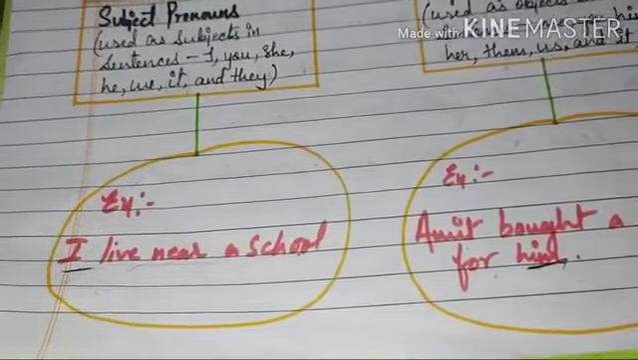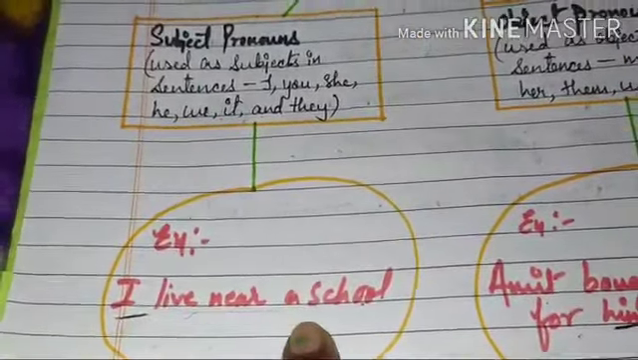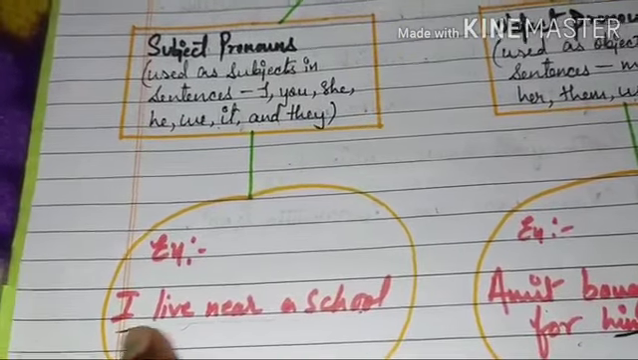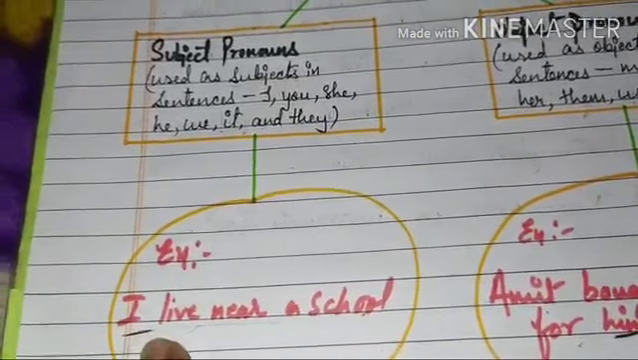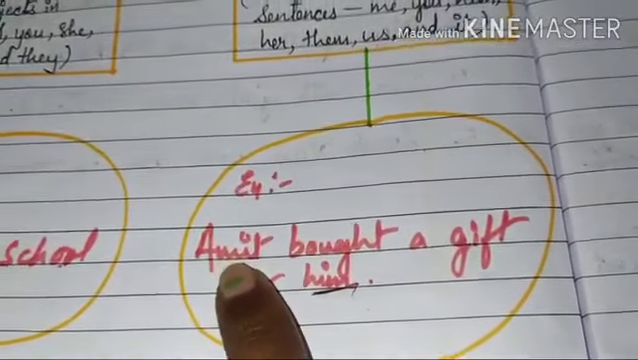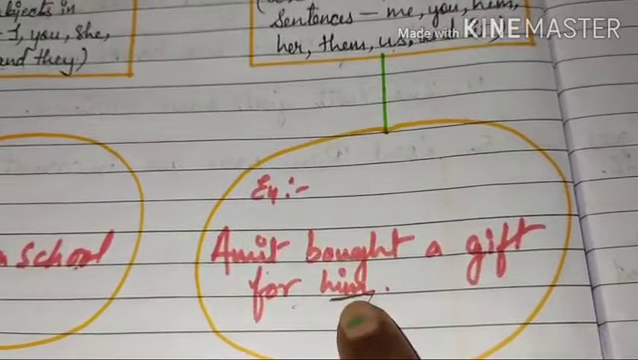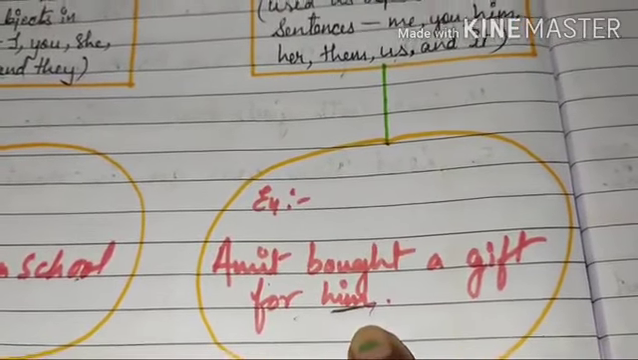See, in the first example, I live near a school. I here is the subject. On the other hand, you can see Amit bought a gift for him. Him here is an object.